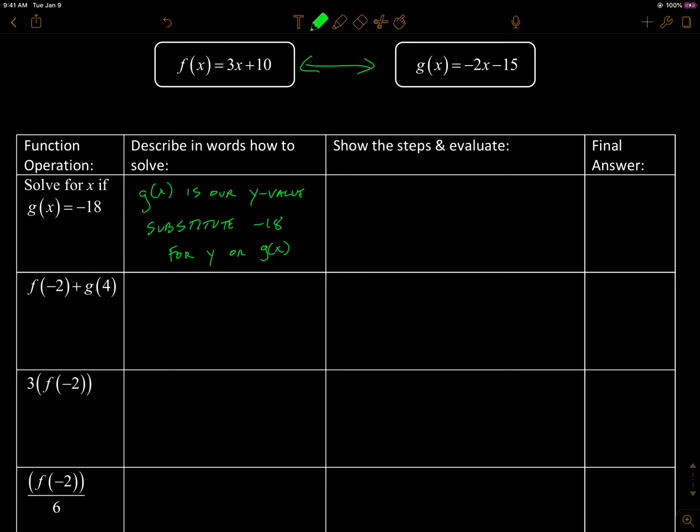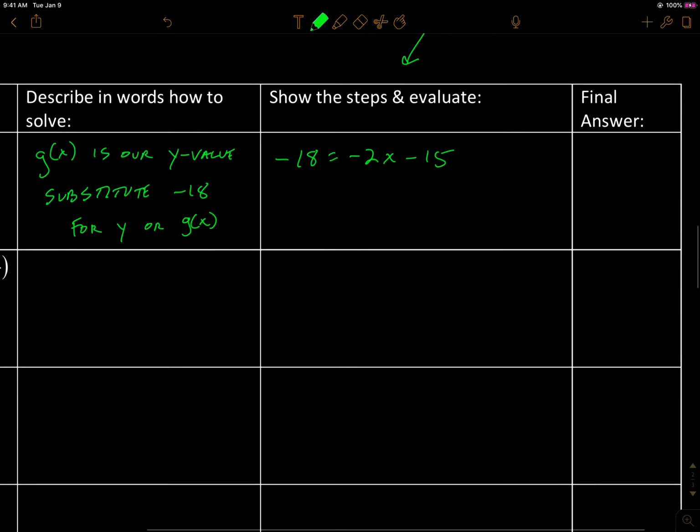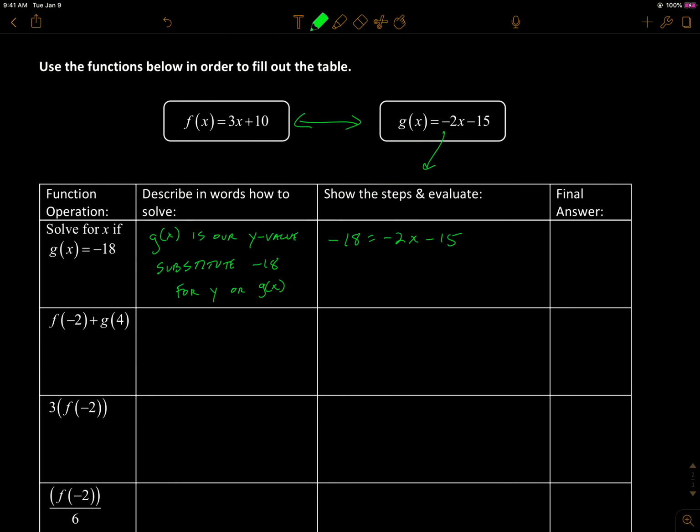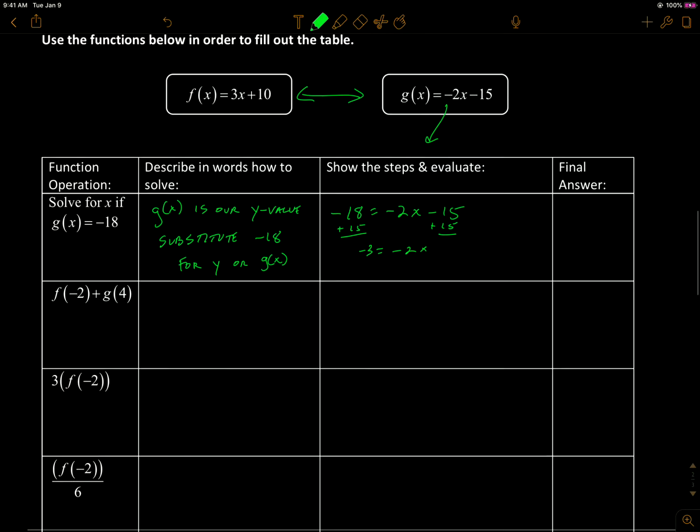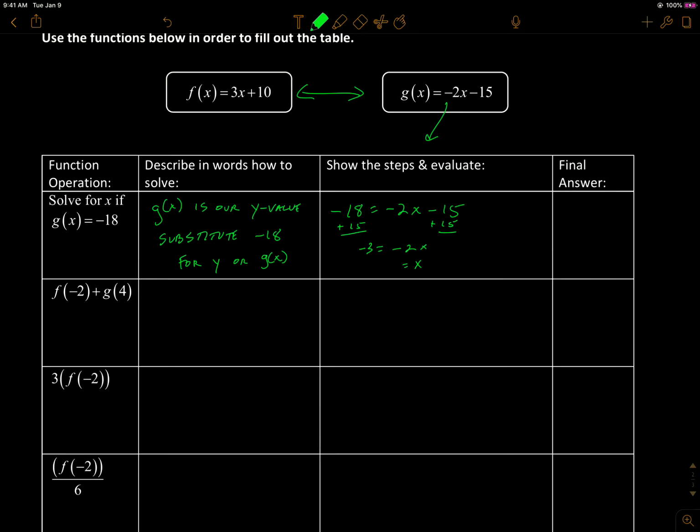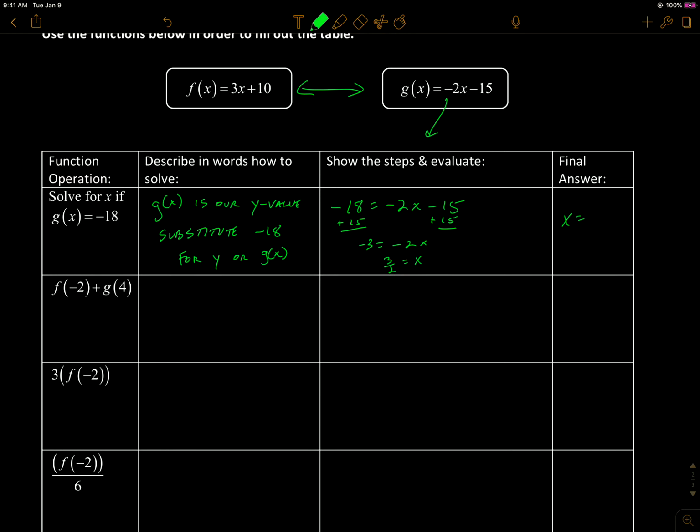So if we plug -18 into g, we pull this function down here, we put in -18 for g of x, and then we solve this thing for x. Because they want to know what's the x. So I'm going to add 15 to both sides. -2x equals -3. Then I divide both sides by -2. And I get -3 divided by -2, which is 3 over 2. So my final answer is x equals 3/2.